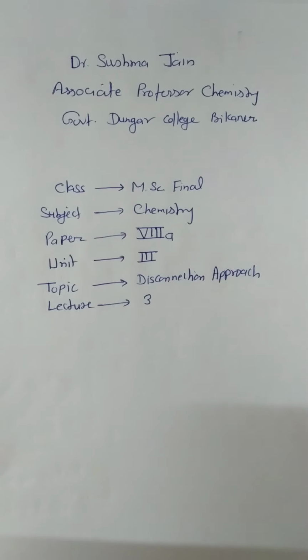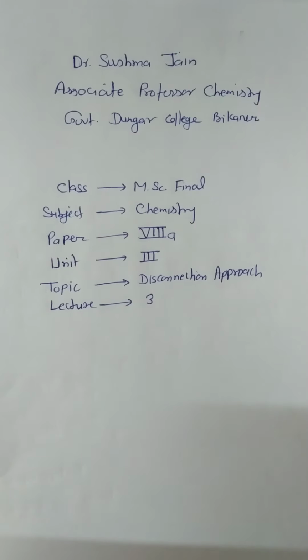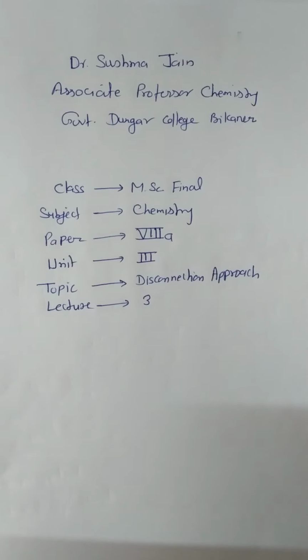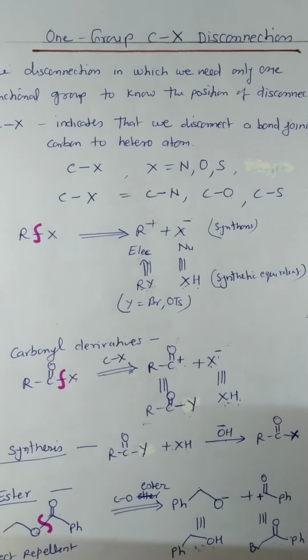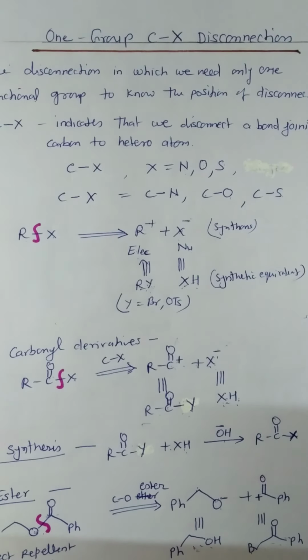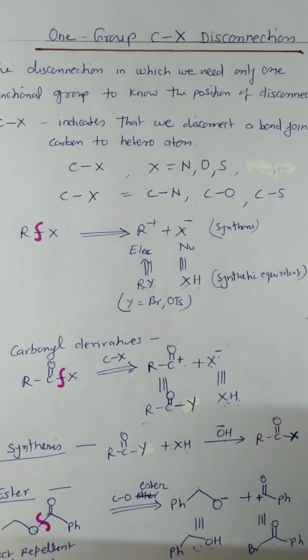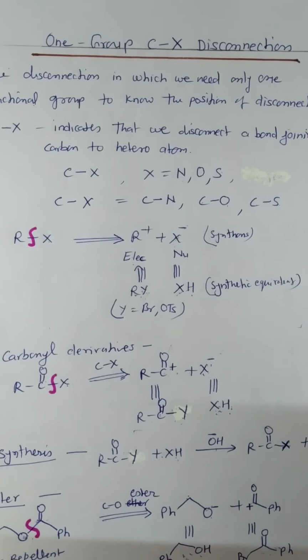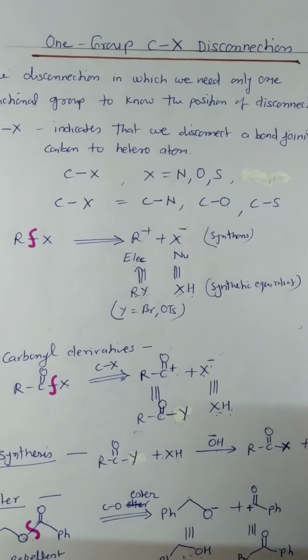In the previous lectures, we have discussed the 5 guidelines for disconnection of compounds. Now today, I shall discuss one group C-X disconnection. In this disconnection, we need only one functional group to know the position of disconnection. The functional group may be amide, amine, ether, ester and sulfide.